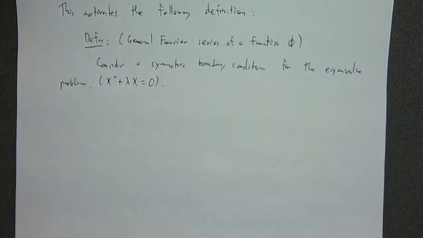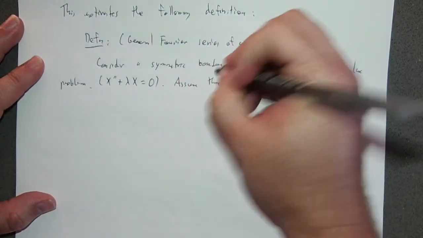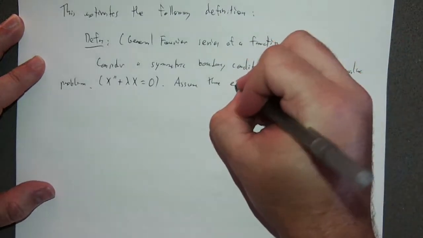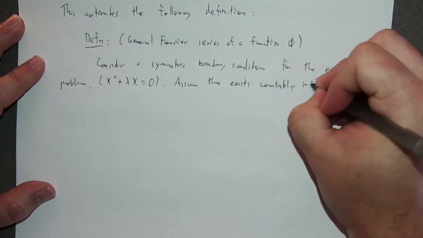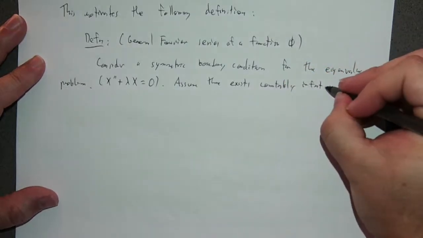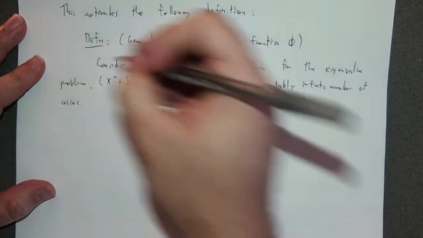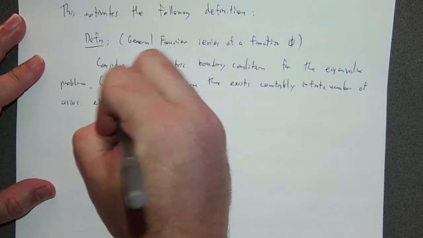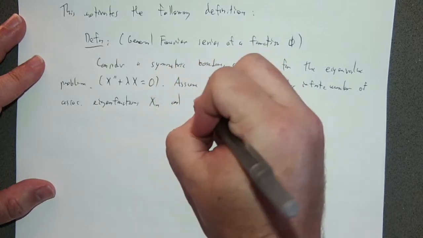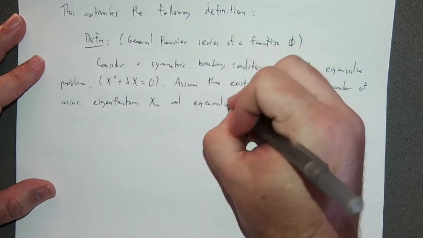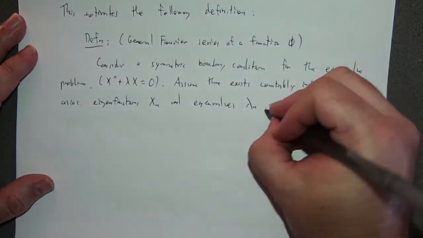Okay. Assume there exists a countably infinite number of associated eigenfunctions x sub n and eigenvalues lambda sub n, okay, as labeled before.